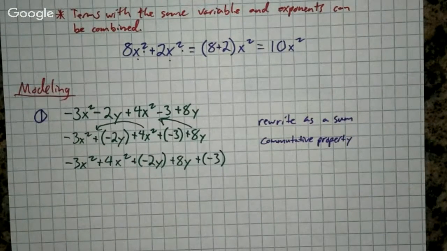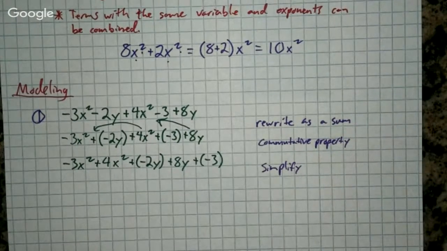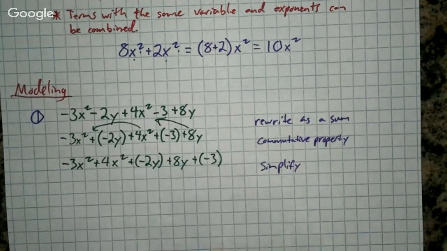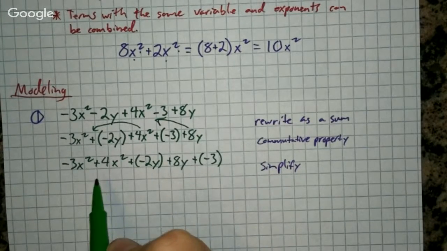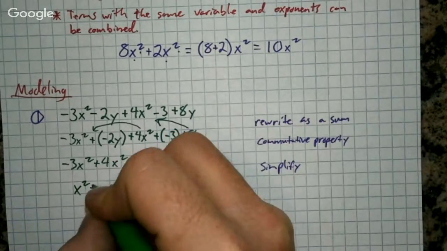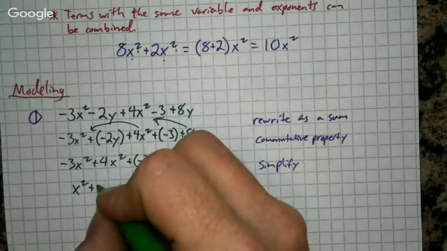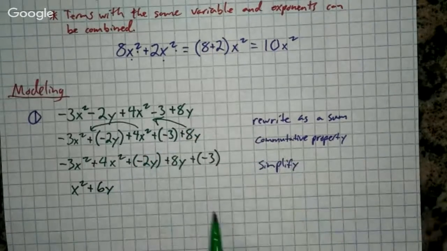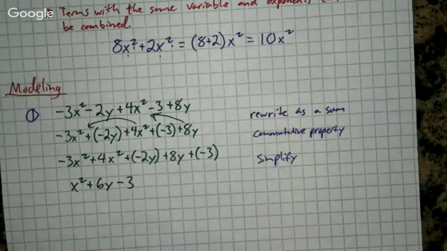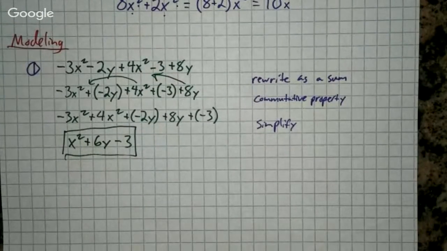And then we just go to our old friend simplify. And now each of these terms that are next to each other can be combined. Negative 3x squared plus 4x squared. Well, negative 3 plus 4 will give us 1. We don't have to write the 1, so it's just going to be x squared plus negative 2y plus 8y. Well, negative 2 plus 8 is going to give us positive 6y. And negative 3 can't be combined with anything, so it's going to be minus 3. None of those terms are like, so we can't put them together. So that is our answer right there.